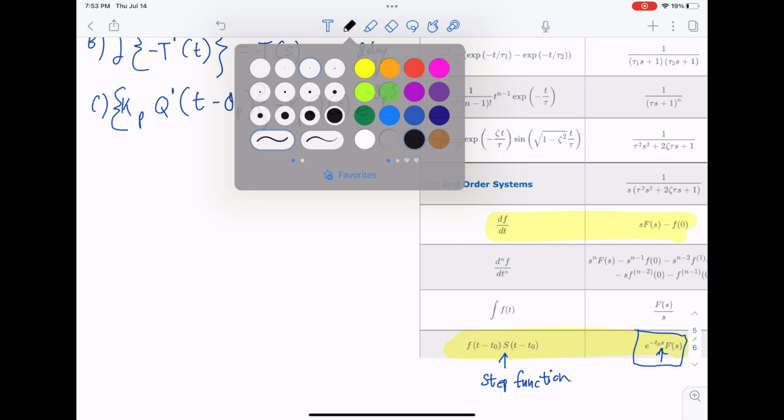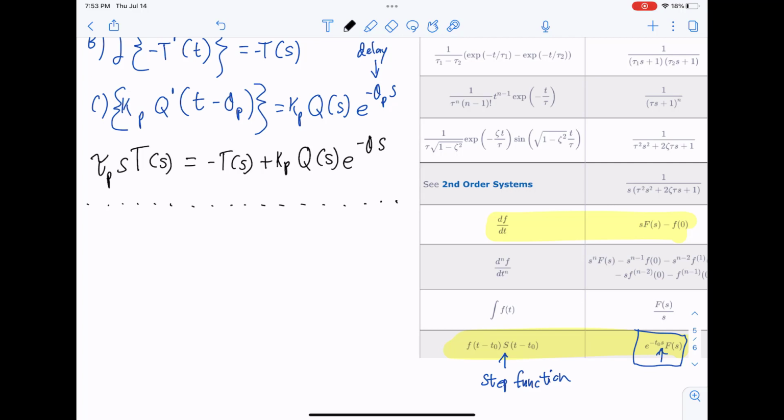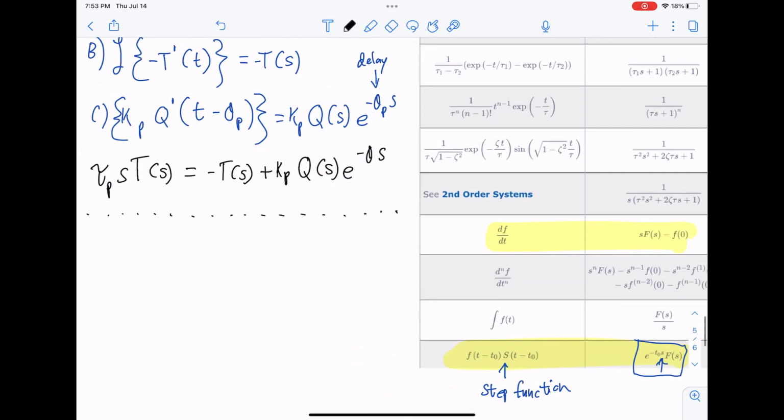Alright, so let's pull this all together before we do anything else. I'll go ahead and do black so it looks a little bit fancier. We have tau p s T of s is equal to negative T s plus Kp Q of s e to the negative theta s. Let's draw some dotted lines and simplify this. We're going to work on getting all of our s terms to one side and converting this into something that we can work toward. Again, we're trying to get to that function of t. So we're going to pull all the T's to one side.